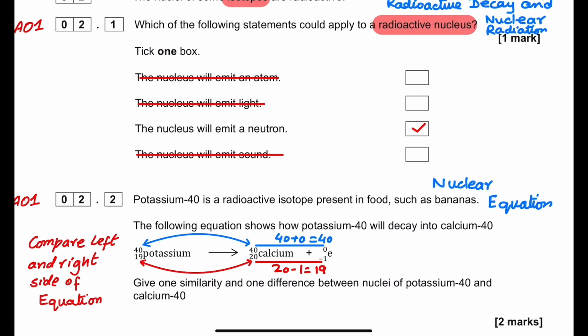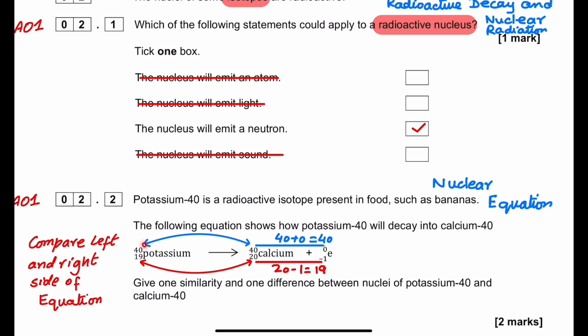2.2 is an AO1 question, and this question is from the topic of nuclear equation. Potassium 40 is a radioactive isotope present in foods such as bananas. The following equation shows how potassium 40 will decay into calcium 40. The nuclear equation is given here. We need to compare the left and right side of the equation. The atomic number is 19 and the mass number is 40. If you see on the right side, the atomic number is 20 and the mass number is 40. Give one similarity and one difference between the nuclei of potassium 40 and calcium 40.